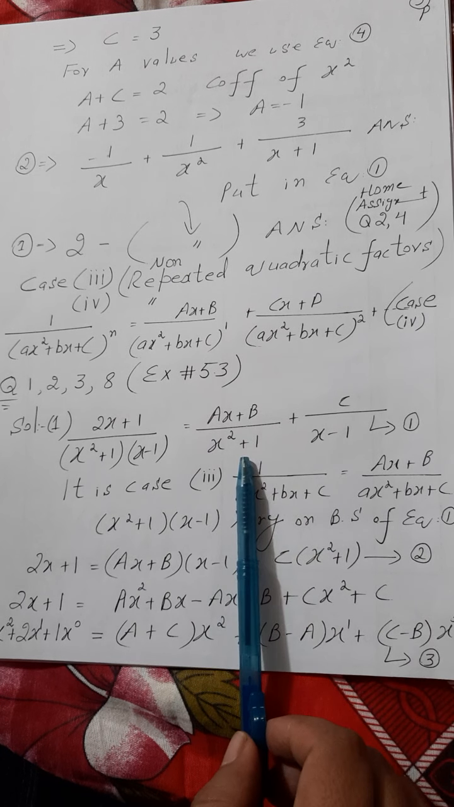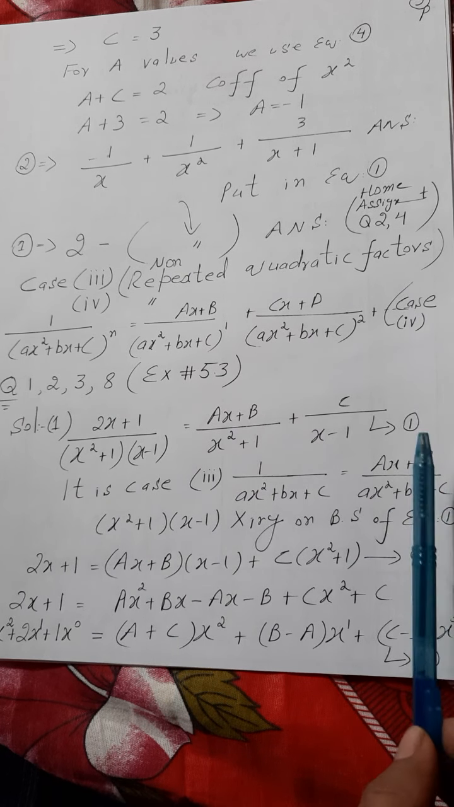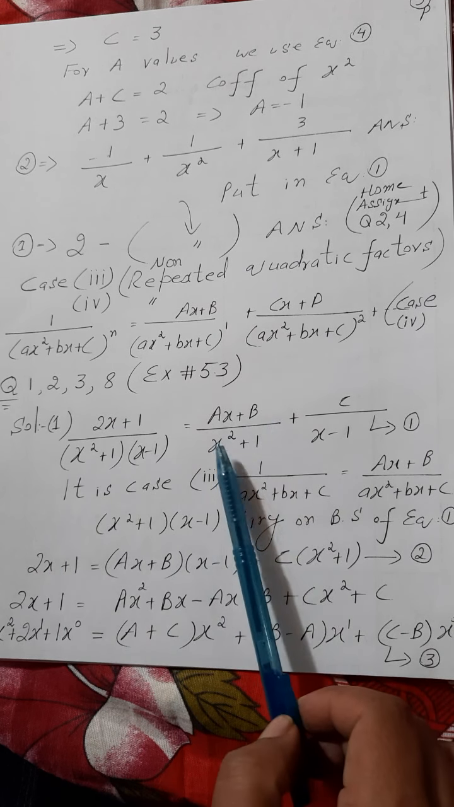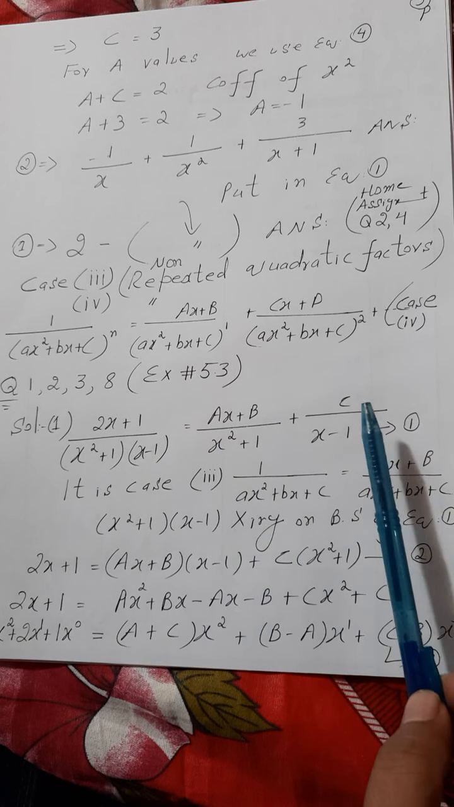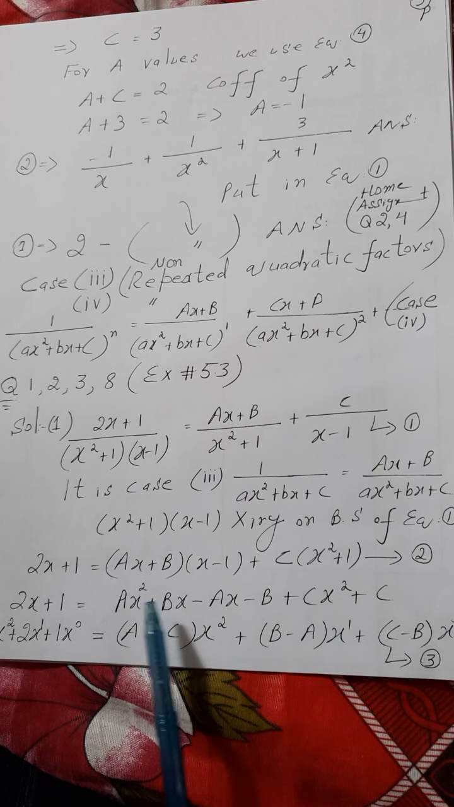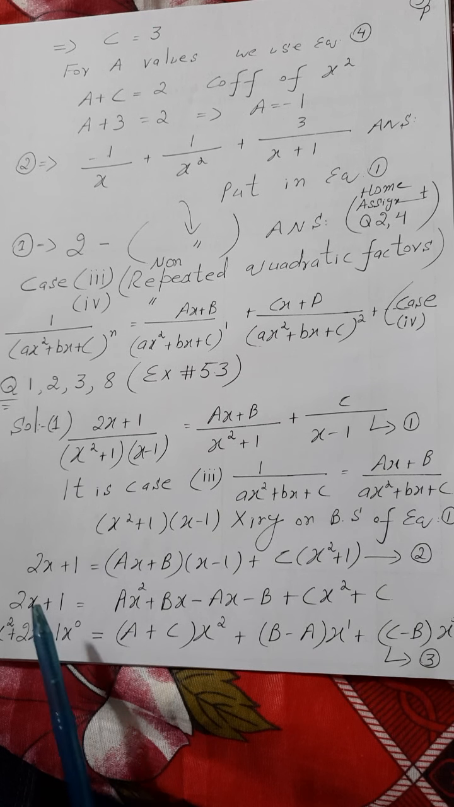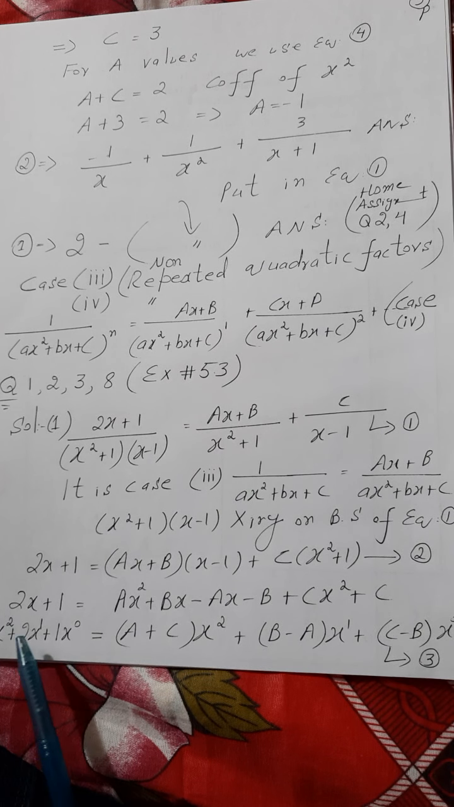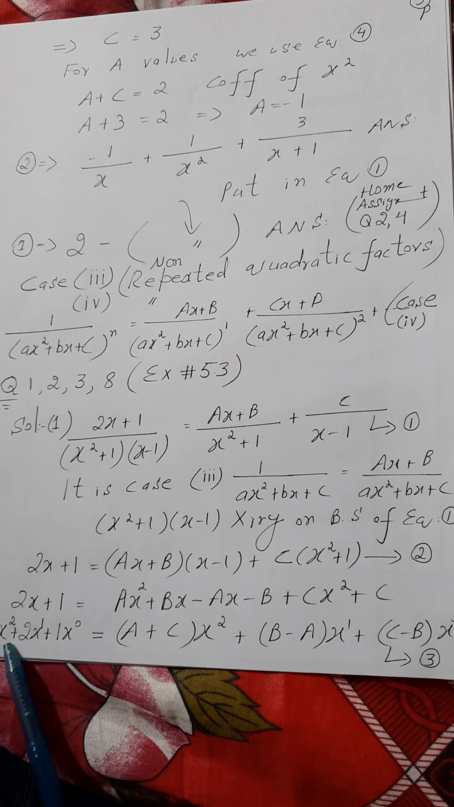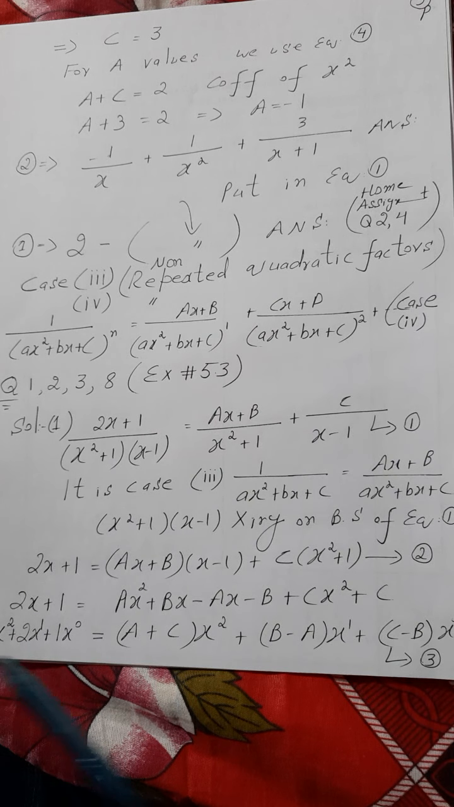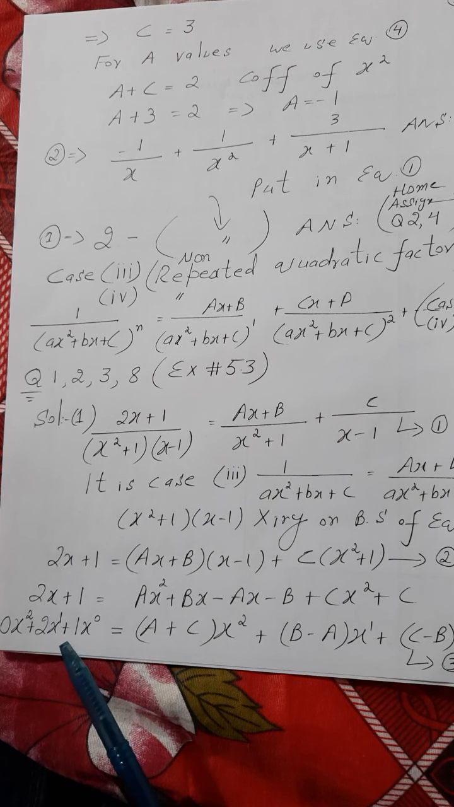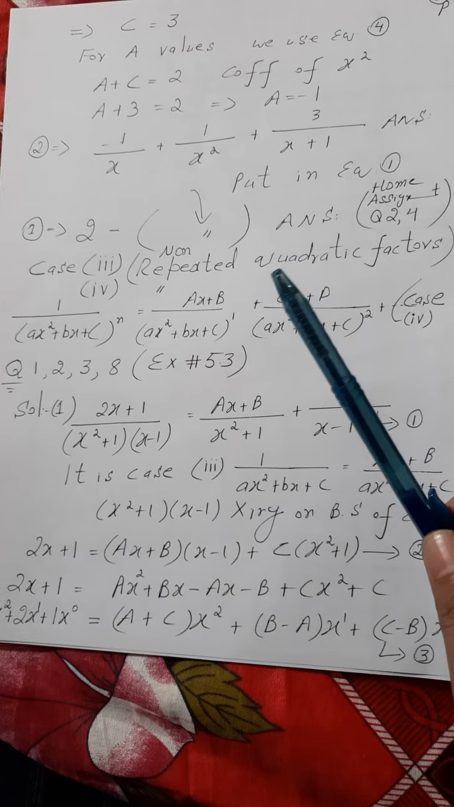Multiplying x square plus 1 and x minus 1 on both sides of equation number 1, only 2x plus 1 remains on the left, and x square plus 1 cancels, so x minus 1 is there, and x minus 1 cancels, so c times x square plus 1. After simplification we have the result like that. There is no x square, which means 0x square, and 2x, and 1 means 1x raised to power 0. It means the coefficient of x square is 0, the coefficient of x is 2, and the coefficient of x power 0 is 1.